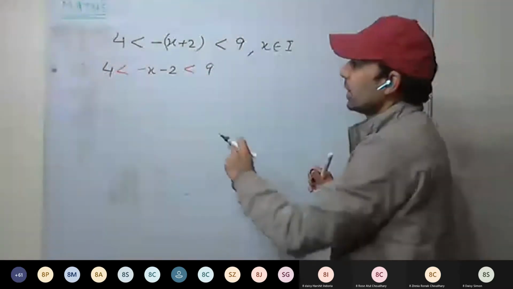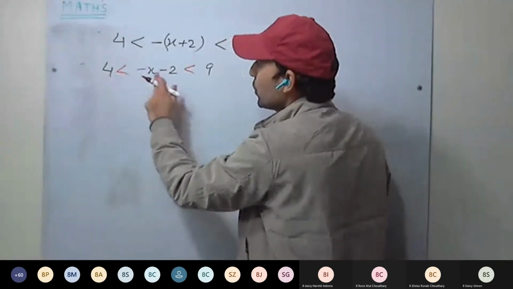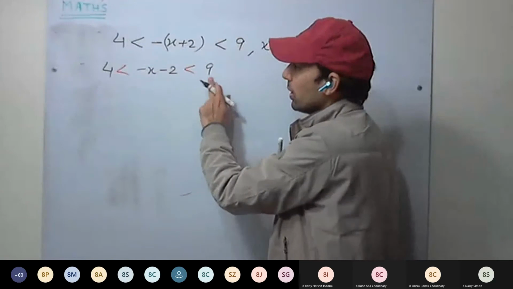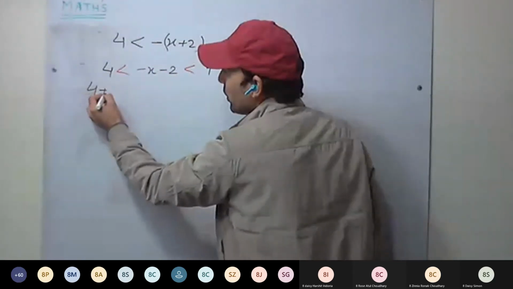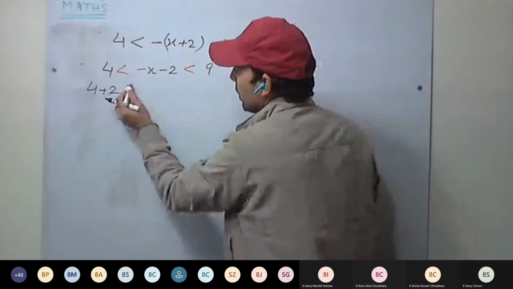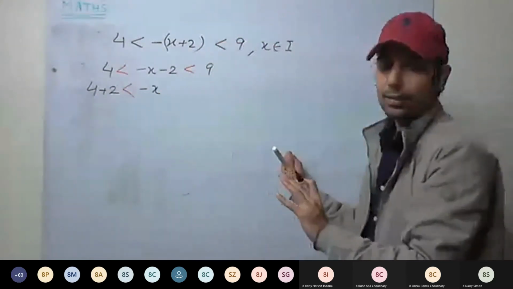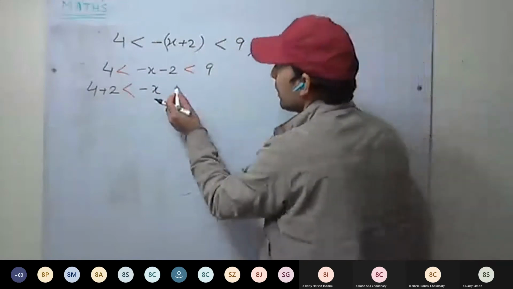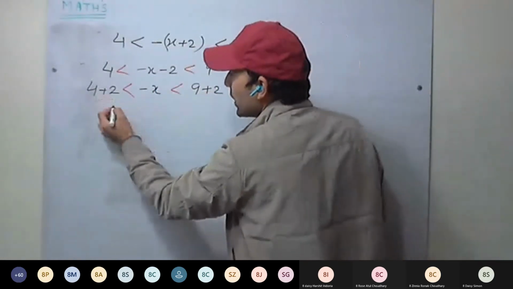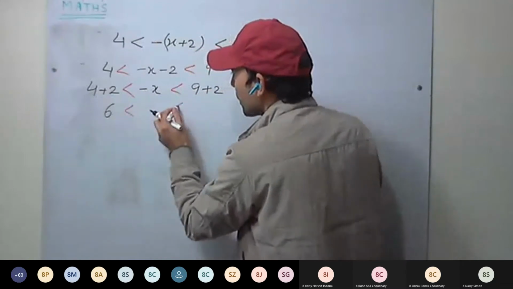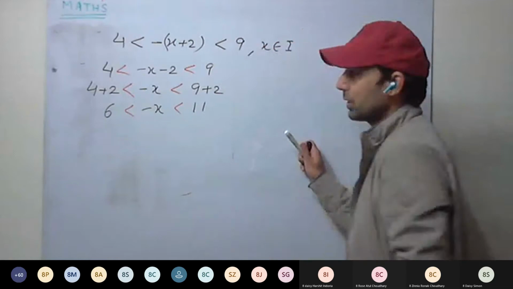Now what we'll do? This minus 2 we will take to both sides, or rather we add plus 2 on all sides. So it will be 4 plus 2, minus x will remain only, and here 9 plus 2. Solve this one: 6 less than minus x, less than 11.